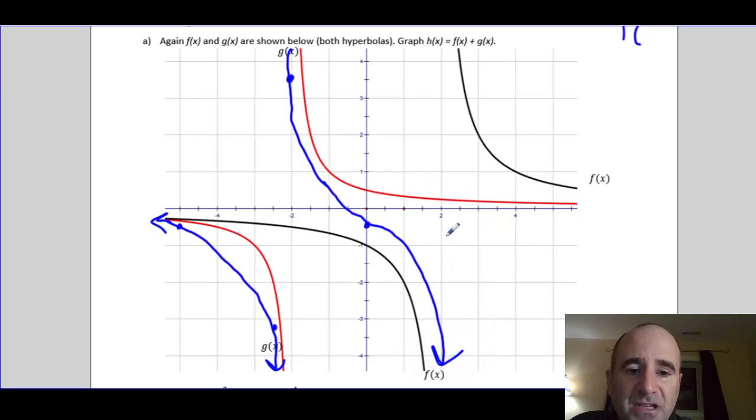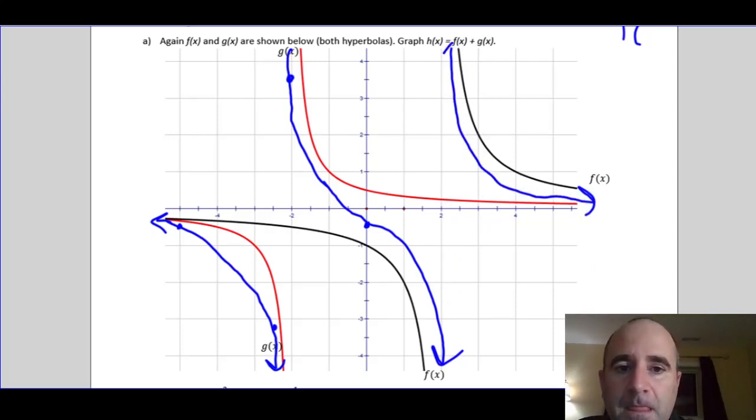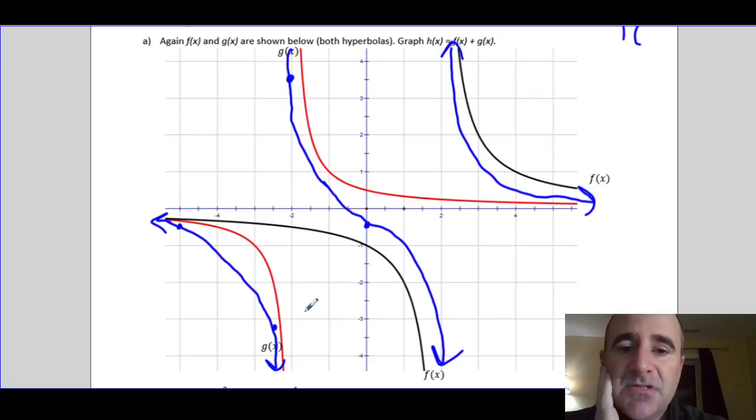This one, again, looks like it has a vertical asymptote at x equals 2. And so on the right side, now you've got big black adding small reds here. You end up getting this right here. And the blue graph is what you would get if you added all the y values in f of x to all the y values in g of x.